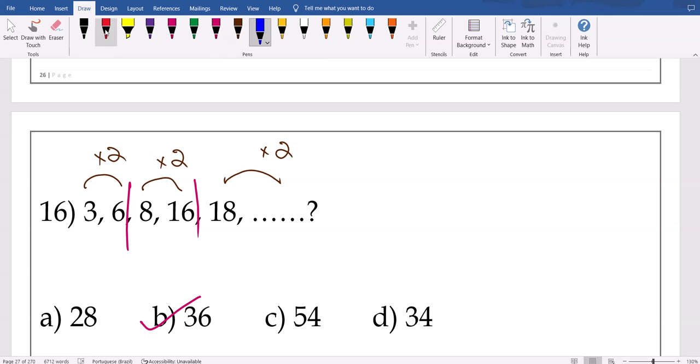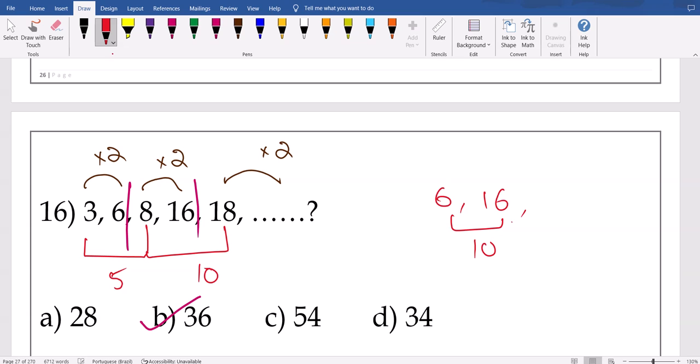Or else, differences also will help you. What is the difference between 3 and 8? And 8 and 18 is 10, double. The difference is double. What about 6 and 16 difference? 10. Then the next should be double, 20, which means we should get 36. Differences also you can check it out.